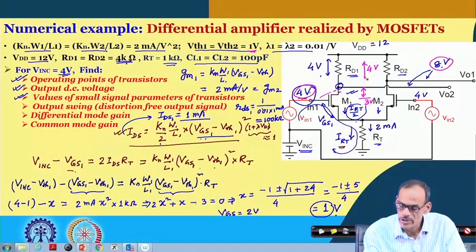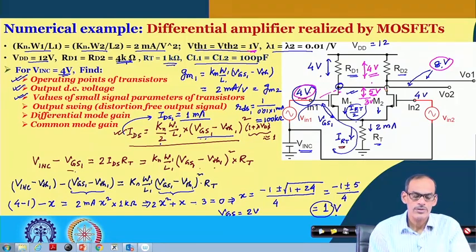So, the possible swing here is 8 minus 3 volt. So, that is the 5 volt negative swing. So, the positive swing is 4 volt and negative swing is 5 volt. So, it is having a very decent amount of signal swing.